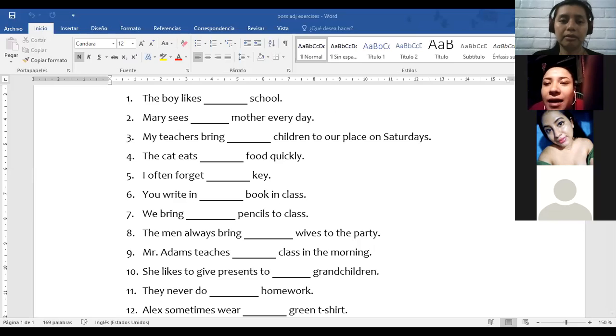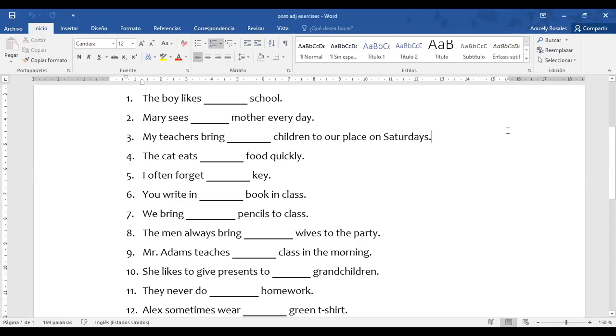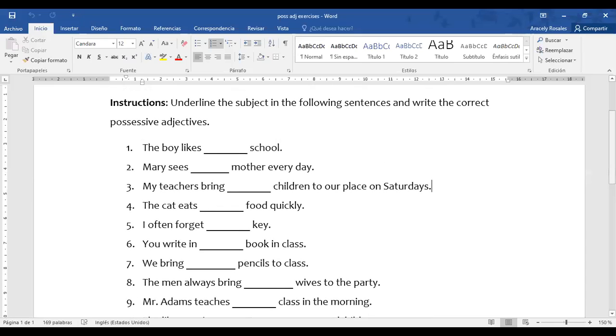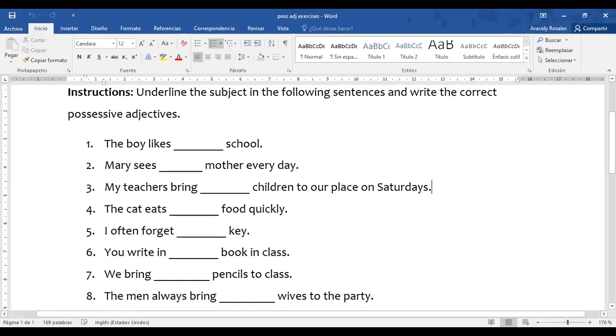The boy likes our school. Okay. Let me just put the instructions. Okay. First of all, it says underline the subject in the following sentences and write the correct possessive adjectives. Okay. Since you're just seeing the sentences, what you need to do is to identify the subject. So, for example, on this one, I'm talking about the boy. Okay, likes. I'm talking about the boy. Here. Which one? Here.